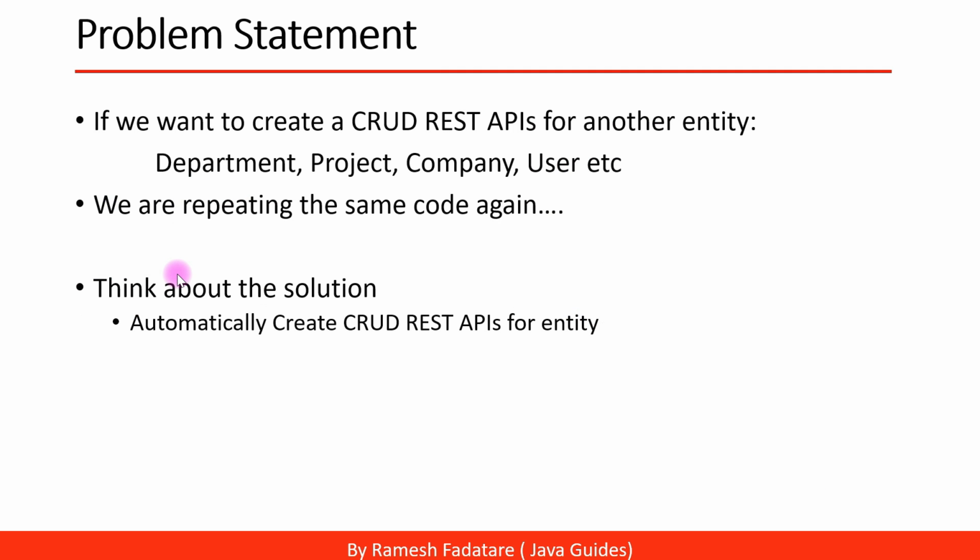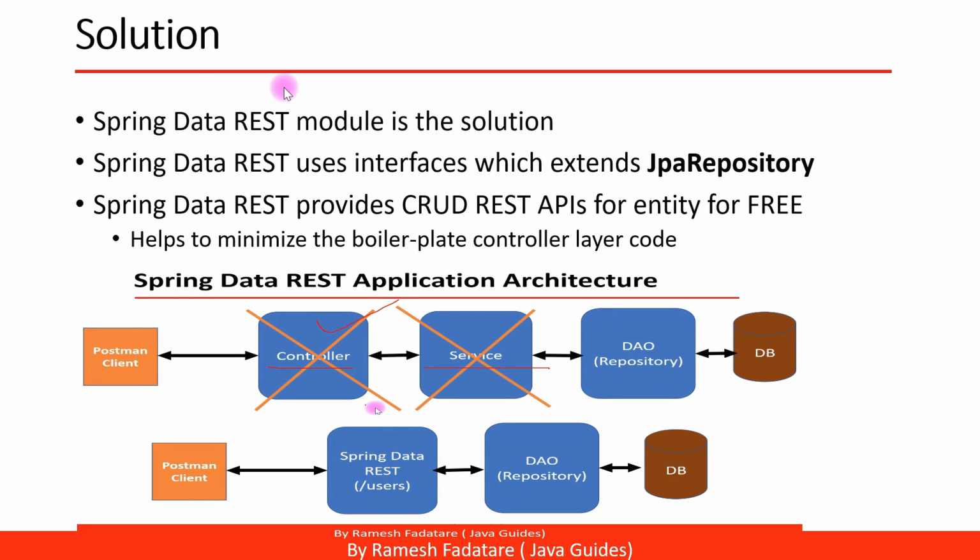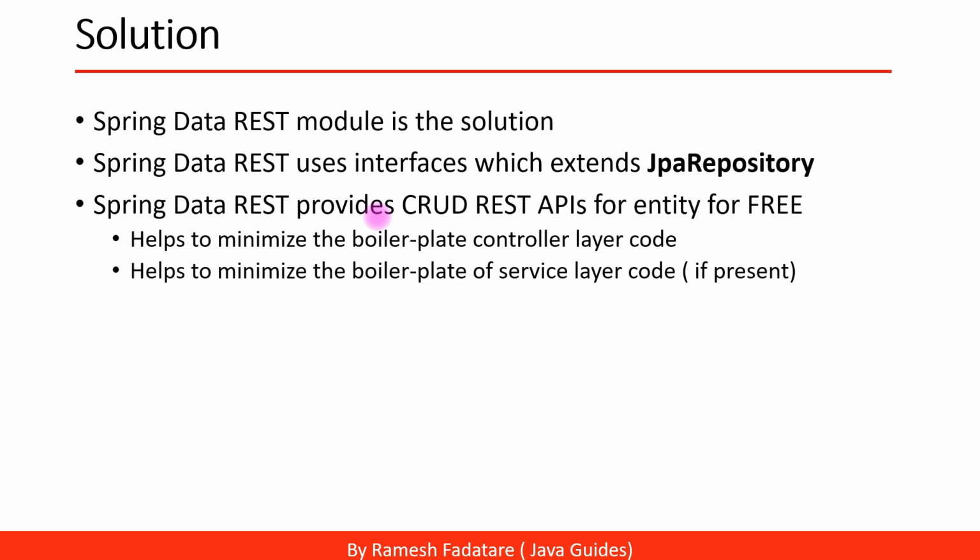So that is the problem that Spring Data REST solves. The Spring Data REST module is a solution for this problem. Basically, Spring Data REST uses interfaces which extend JPA repository, and Spring Data REST creates CRUD REST APIs for an entity for free. So basically Spring Data REST helps to minimize the boilerplate code required for the controller layer. Alright, so I hope you understood how Spring Data REST solves the problem.